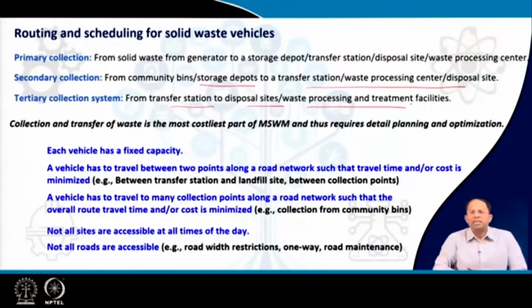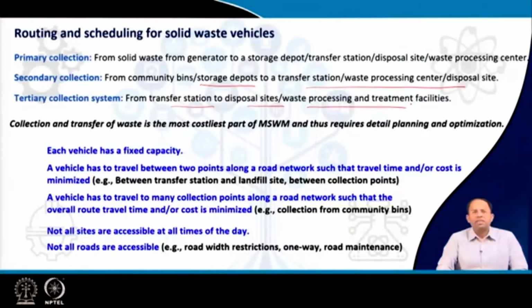So, these are the three kinds of collection system involved, and what it means is there is a vehicle involved and the vehicle travels between 2 points, or it may travel along a sequence of points. So, this is what we are planning for. That means we have to generate a route for the vehicle and also a schedule for that particular vehicle, that is, at which time this vehicle will reach which point and so on.